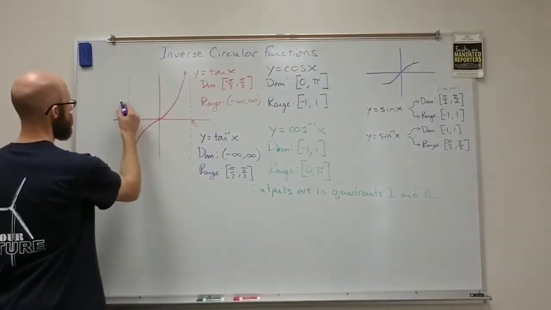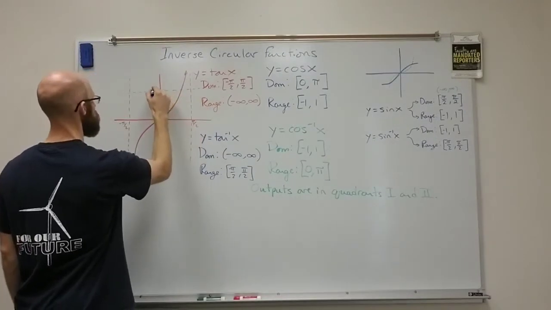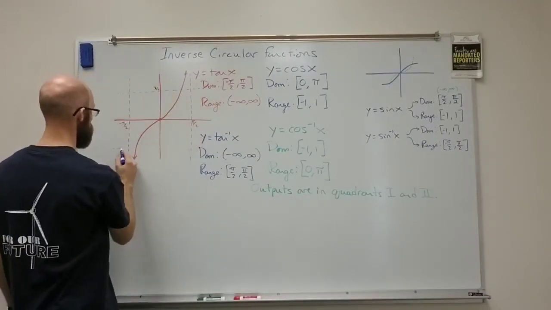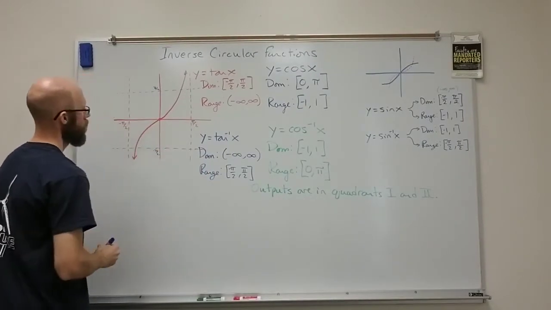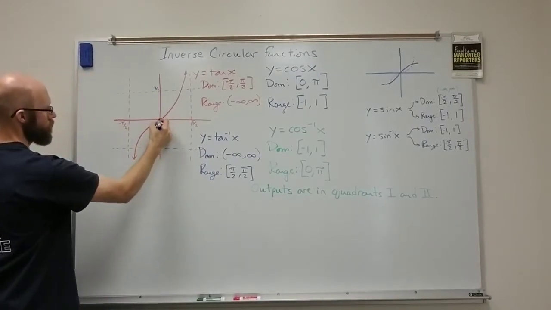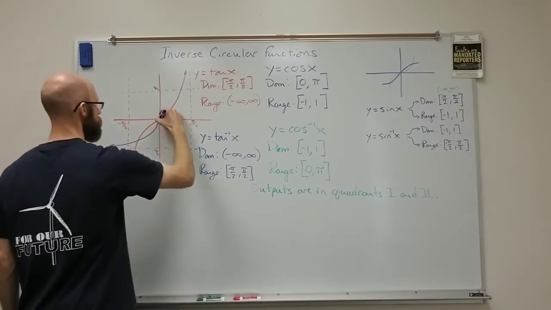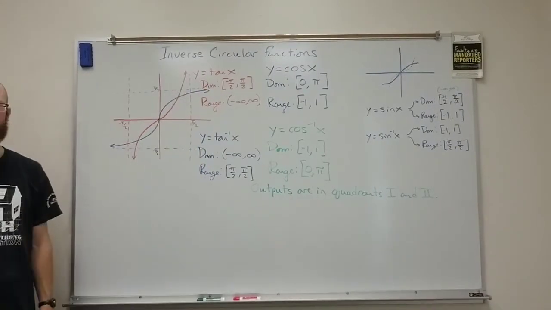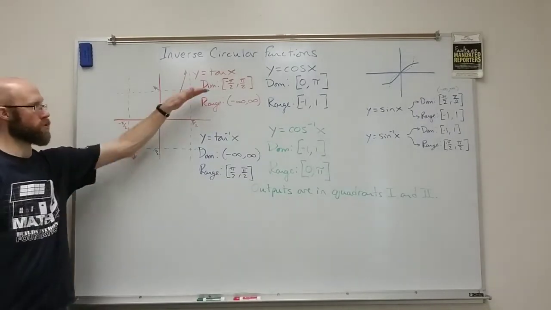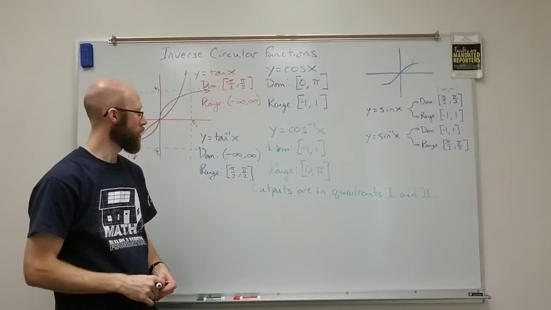And so you end up with asymptotes here at pi over 2 and at negative pi over 2. And then the graph is going to again intersect at the origin, and it's going to be a reflection of the red graph. Okay, so this blue graph that I just drew is going to be your inverse tangent graph.